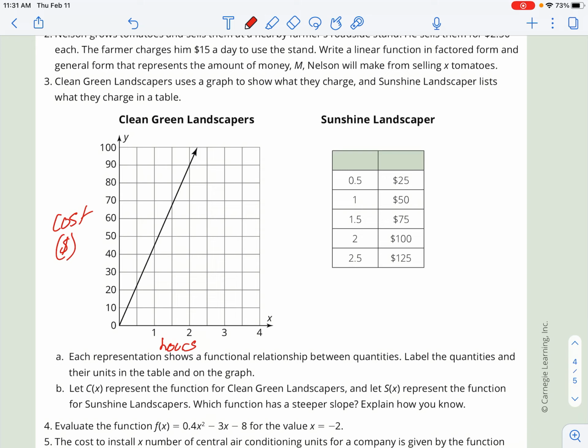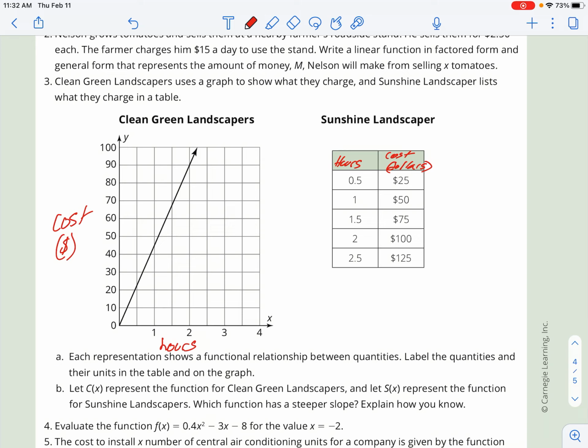In the table, the first column represents the x-axis, your independent variable, and the second column is your y-axis, your dependent variable, which in this case is the cost in dollars. So that's part A. Now part B asks which function has a steeper slope. So we need to calculate the slope for both and then compare.